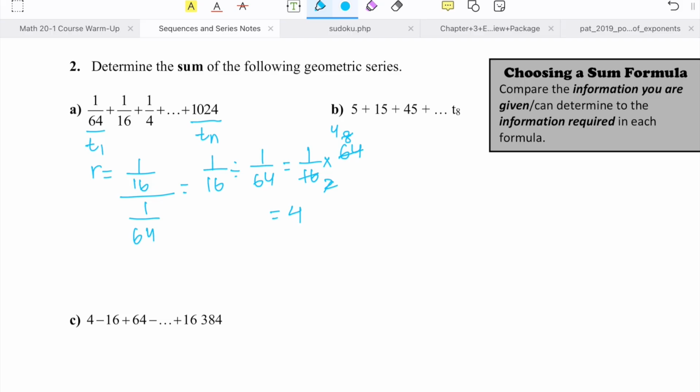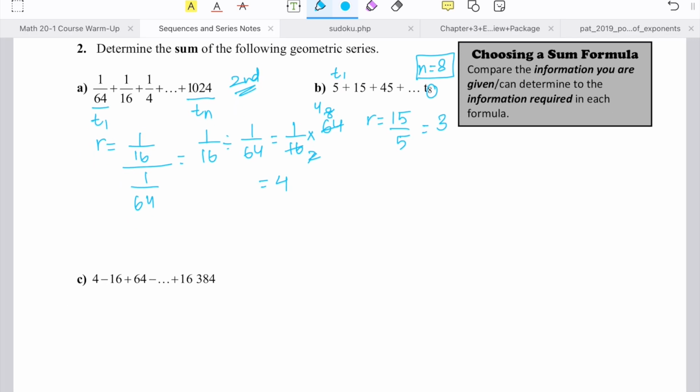Now, what formula would you prefer? The second one, right? Because Tn is given. Now, T1 is 5, r is 3, because 15 over 5 is 3, and n is 8. You see that? Because we are figuring out the sum till the 8th term. I thought you meant T8, but instead it's the sum. Yeah, fair.